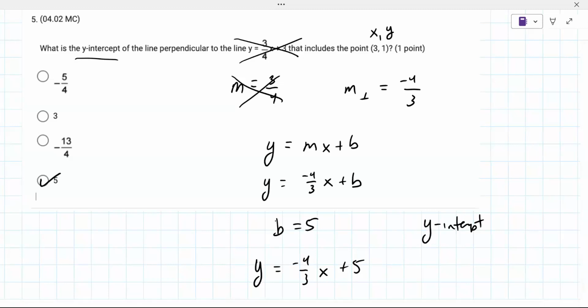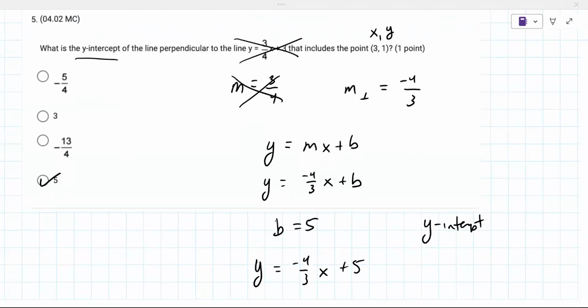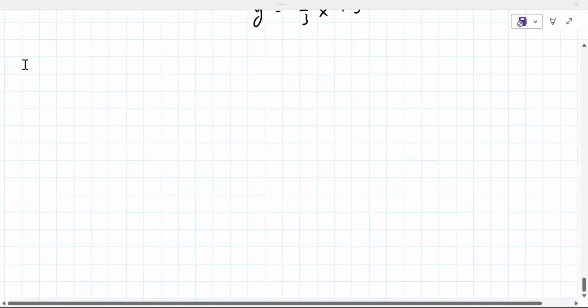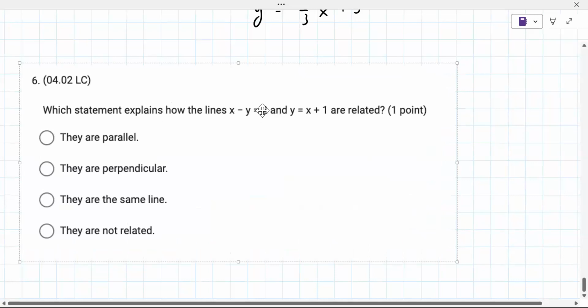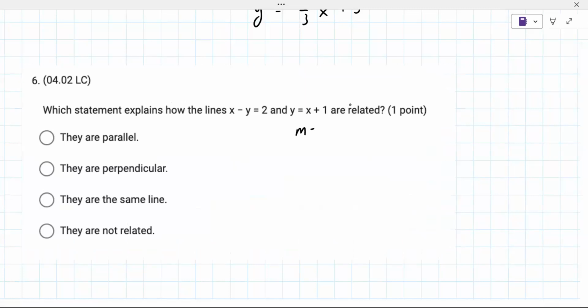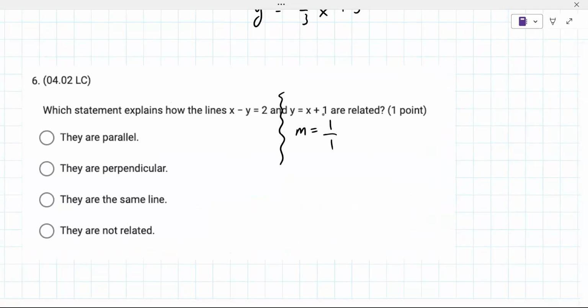All right. For number 6, let me put it in the chat. Okay. Which statement explains how the lines x minus y equals 2 and y equals x plus 1 are related? What is the slope of the second equation here on the right? 1, positive 1, or maybe 1/1.